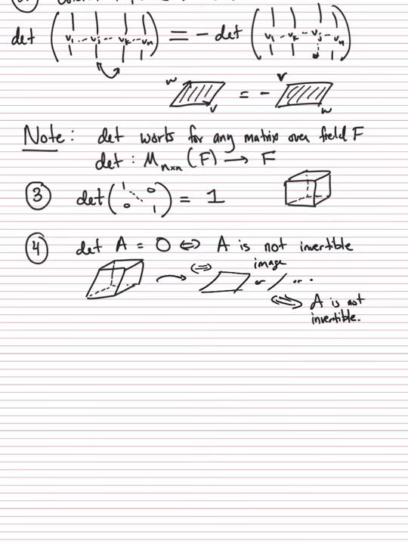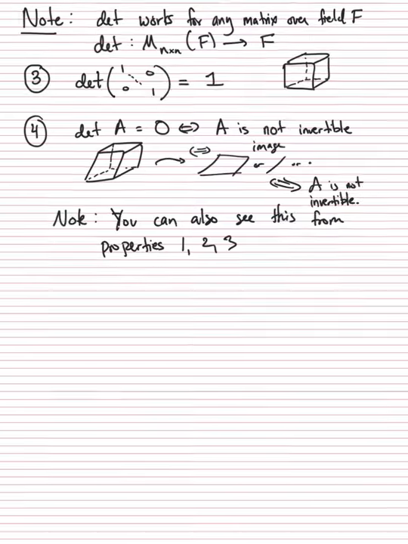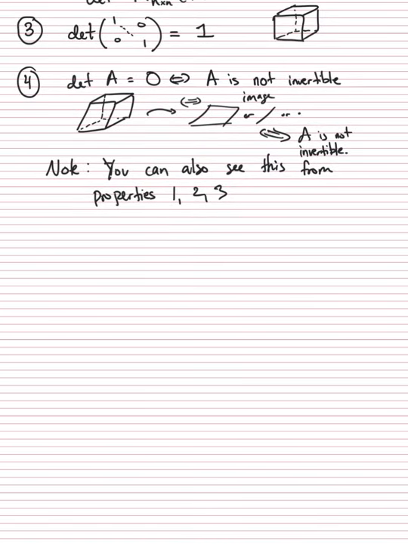So again, in all dimensions, the determinant is going to be a test for non-invertibility. Let me just note that you can also see this from properties 1, 2, and 3. The proof of this is kind of fun, so I guess I can do this.